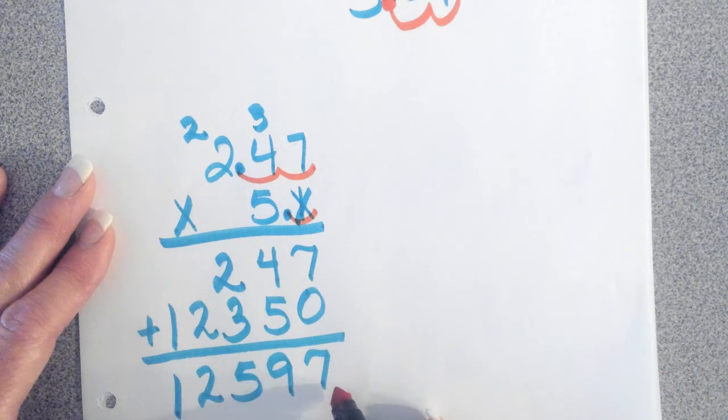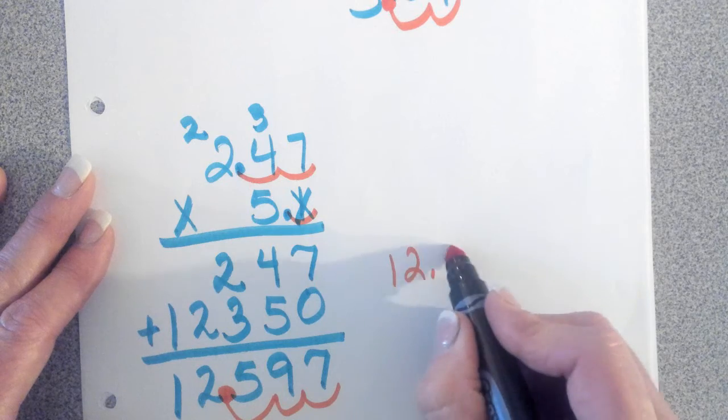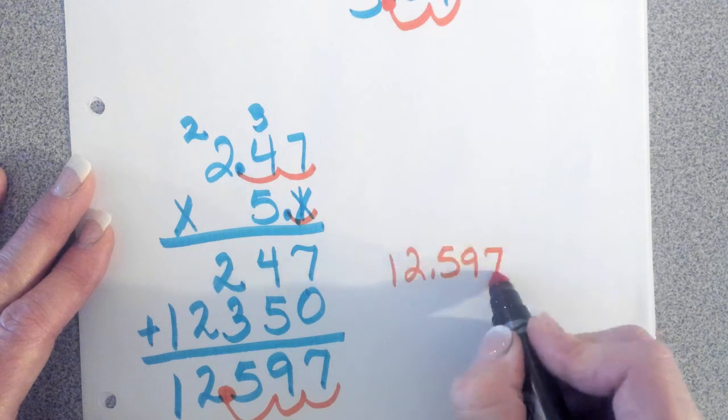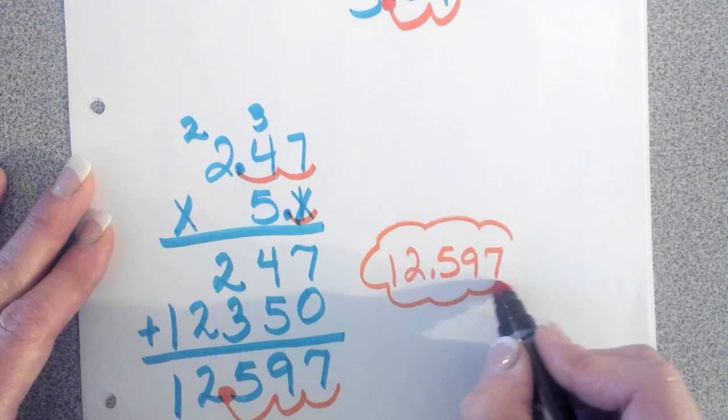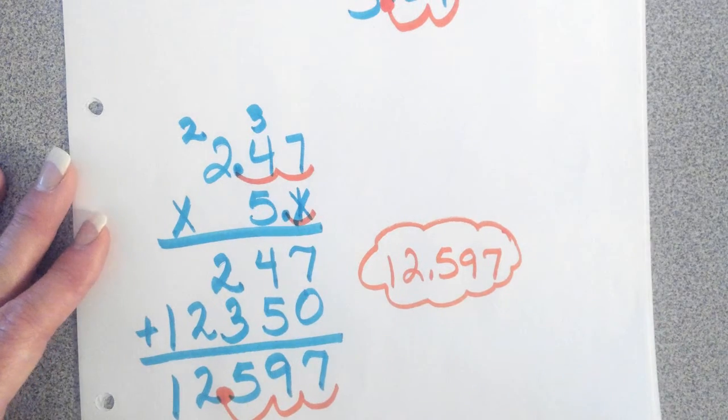So in my answer, I've got to move it back so my decimal's in the correct spot. I'm going to go the same number of places I moved to the right, but I'm going to go now to the left, back 3 spaces. So my answer is 12.597. So remember, you don't have to line up the decimals when you multiply.